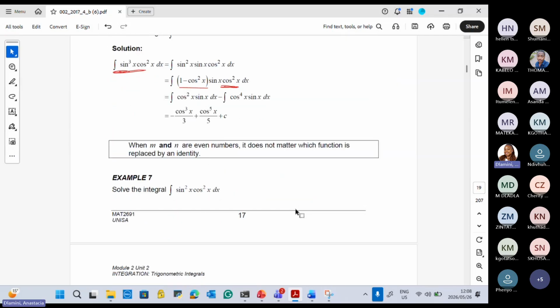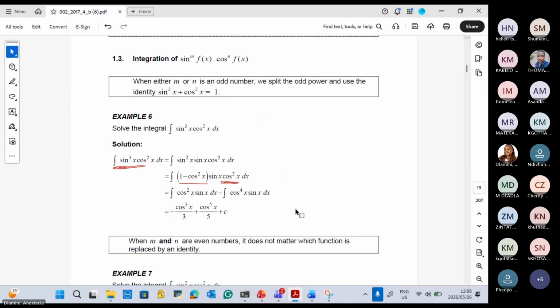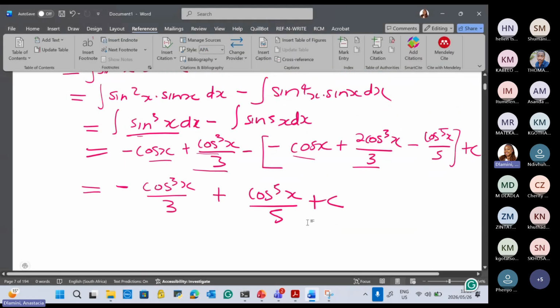There we go. Do you see that? Yes, ma'am. So they didn't mention which one we replace. Meaning that, instead of replacing this one with an identity, you replace this one with an identity. But this one was going to take you longer. The one we did here was going to take you longer. Do you agree with that?